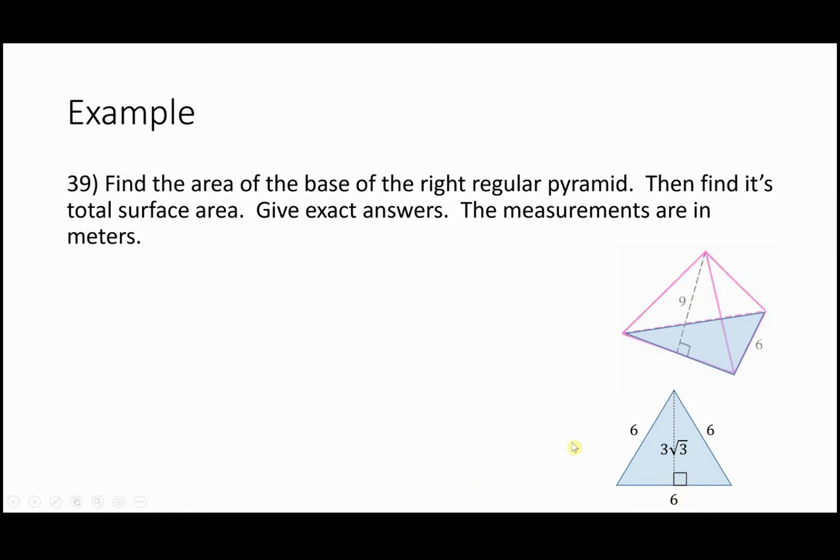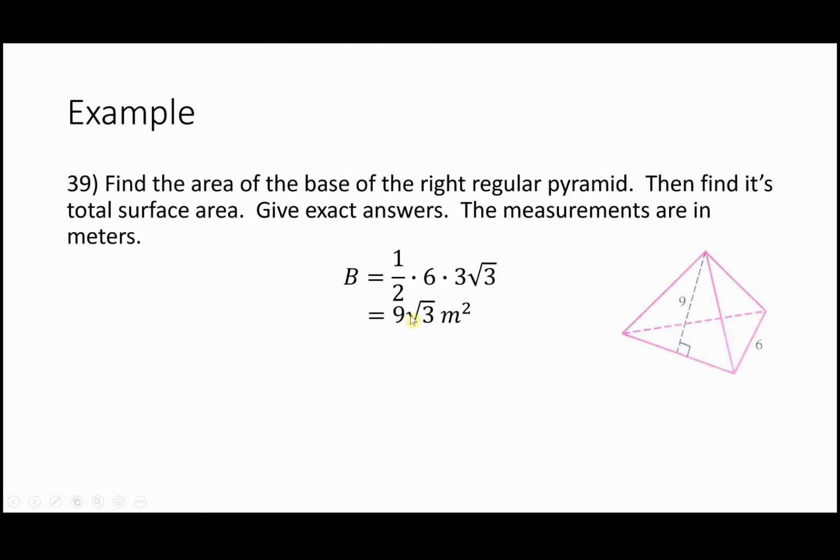So what's the area of this base? It's going to be 1/2 base times height. And now we have all of those measurements. The base measure is 6 meters, and the height measure is 3√3. So go ahead and throw all of that together to get the area of the base, which I'm denoting here by capital B. 1/2 times base of 6 times height of 3√3 gives you 9√3, and meters squared is appropriate here because we are finding the area of the base. That is part of the things that were asked of us.